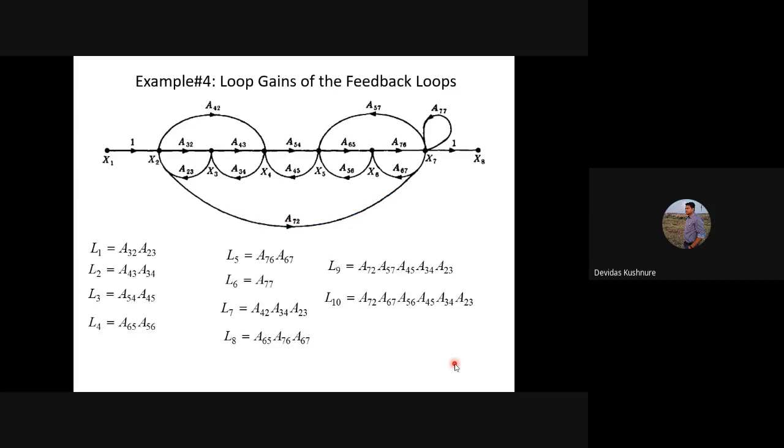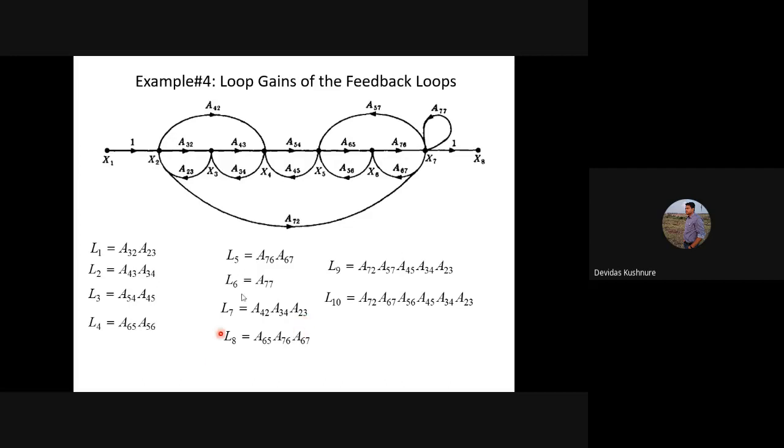So you can see there are 10 loops. Okay, we have to find it out. So there are 10 loops in the formula. Loop 1, loop 2, loop 3, loop 4, loop 5, loop 6. Okay, this is loop 6, A7. Loop 7, you can see from this point, this one and this one is loop 7, A42, A34, A23, right?